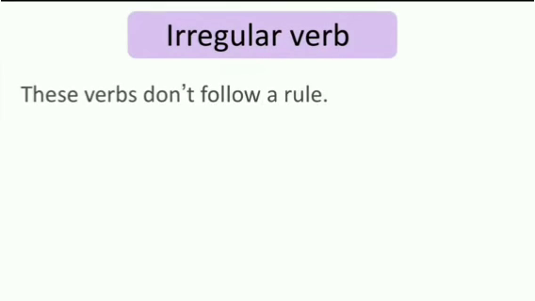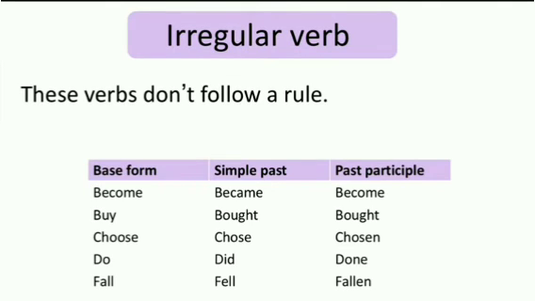Irregular verb. These verbs don't follow a rule. They make their own changes. For example, here again we have the base form, simple past, and past participle. The example: become, became, become. So they don't follow the rule of adding a d or ed. Each word has a different ending.